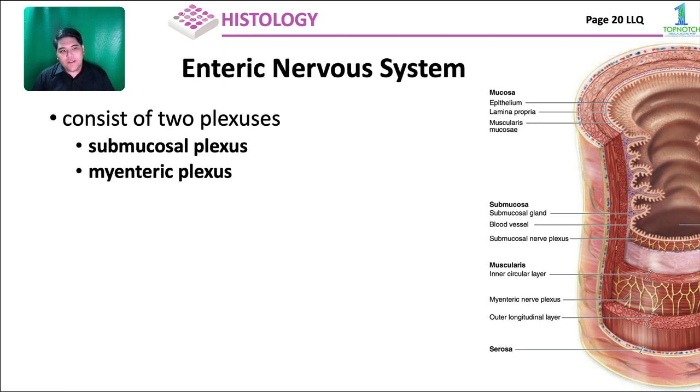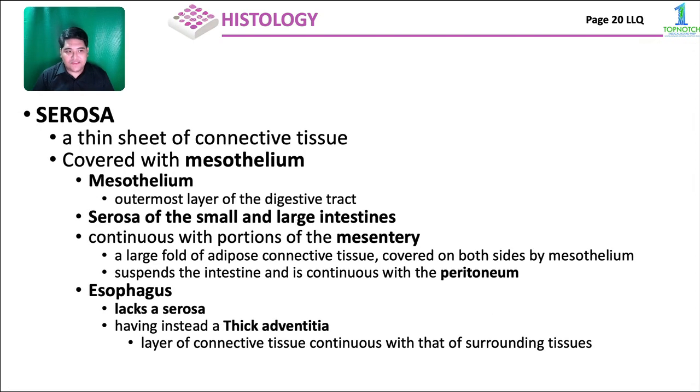Okay? And then, important to note din yung enteric nervous system. For sure, na-discuss na isa inyo to. Your submucosal plexus and your myenteric plexus. Again, submucosal or Meissner, myenteric Auerbach plexus. That is the component of your ENS or enteric nervous system.